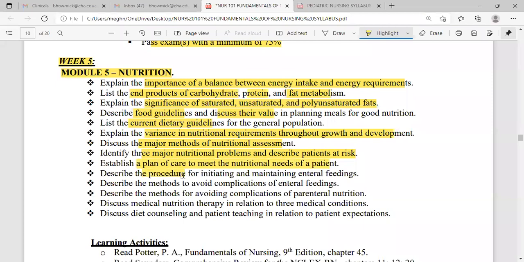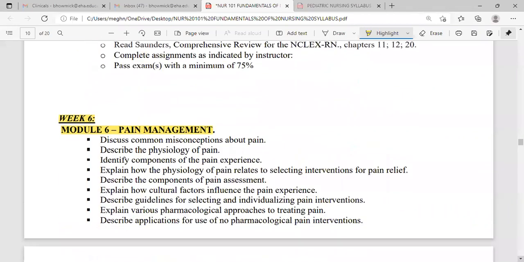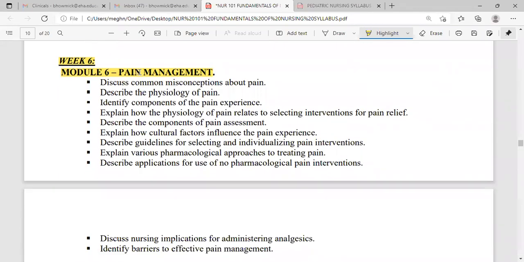Also, describe the procedure for initiating and maintaining tube feedings, methods to avoid complications, and methods to avoid complications of parenteral nutrition. Medical nutritional therapy, also counseling and patient education in relation to the patient's expectations. What else? Week 6, talking about pain management.